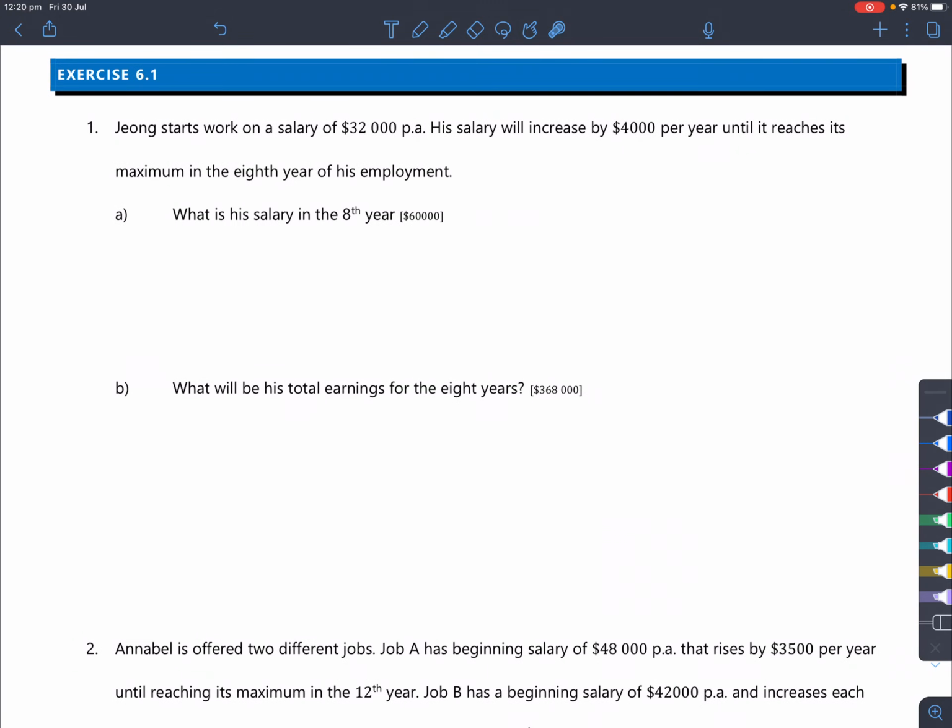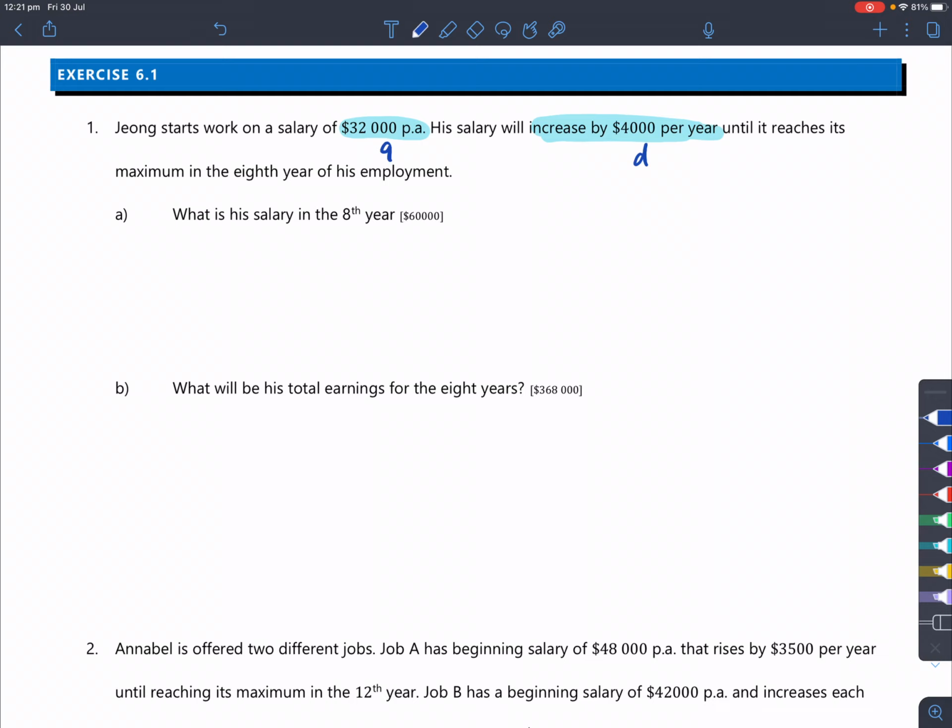John starts work on a salary of $32,000. His salary will increase by $4,000 per year until it reaches its maximum in the 8th year of his employment. What is his salary in the 8th year? We can see that this is our A value, which is the beginning, and this is our D value, which is a common difference. It's going to increase by $4,000 every year. So what do we do with it?